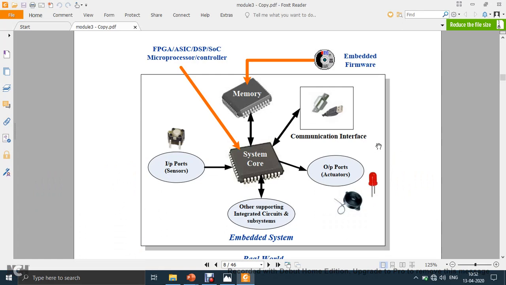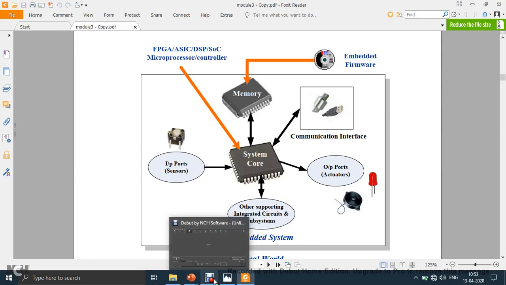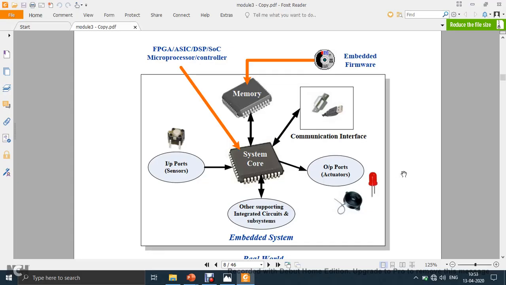Welcome to lecture 4 on module 3 for ARM embedded systems, ARM microcontroller and embedded systems. In lecture 3 we discussed the sensors and actuators, so the inputs and the outputs that are usually used in embedded systems. Now we shall discuss the communication interface.